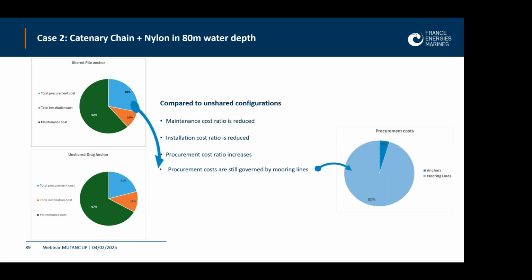Here I also computed the cost ratio between maintenance, installation, and procurement. What is observed is that maintenance cost is the driver of the total cost. The maintenance cost ratio is reduced. The installation cost ratio is also reduced, but the procurement cost ratio increases. The procurement cost is still governed by the mooring line cost, as in the previous cases. And we see that the maintenance ratio has increased compared to the other case with full chain configuration.